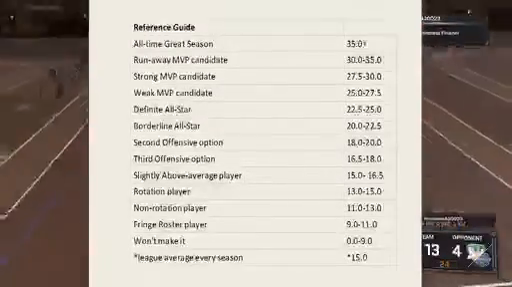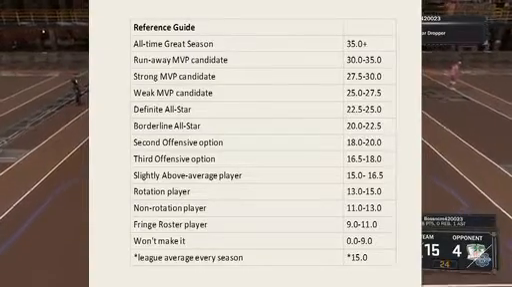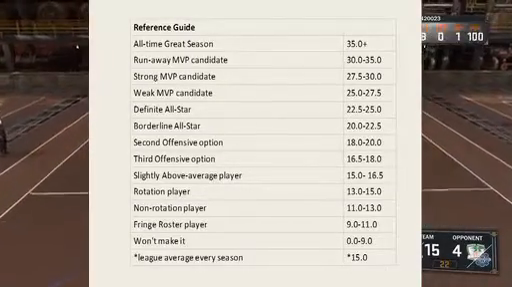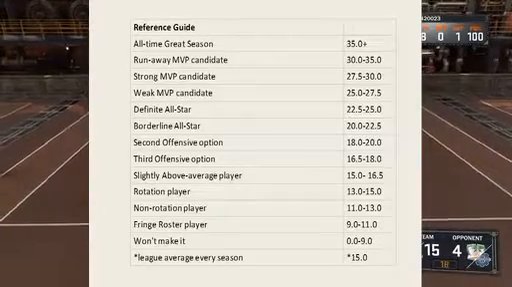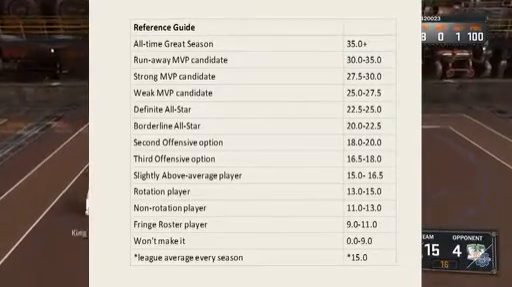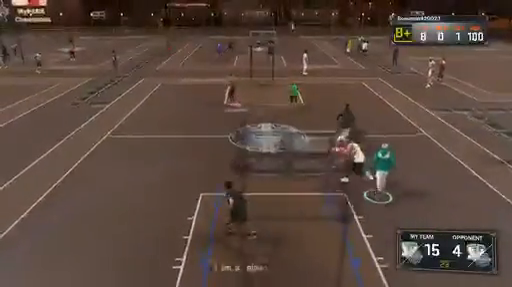A definite all-star will have a rating of 22.5 to 25. A borderline all-star will have a rating of 20 to 22.5. The list continues down until you find 0 to 9 players that won't make it.